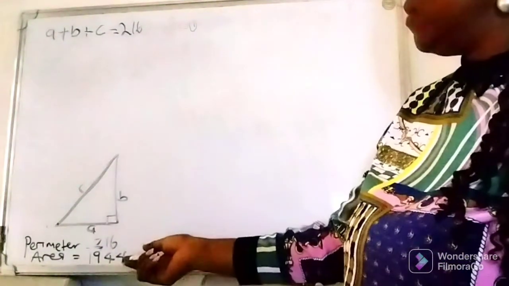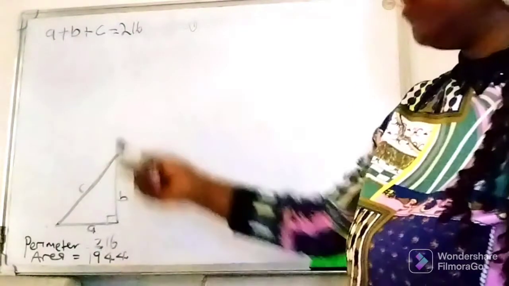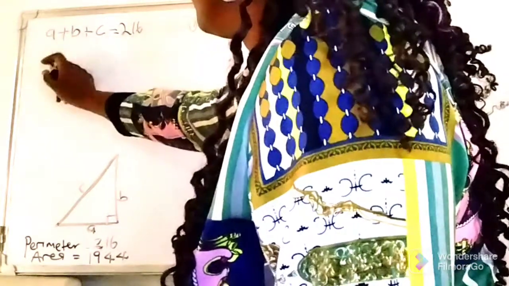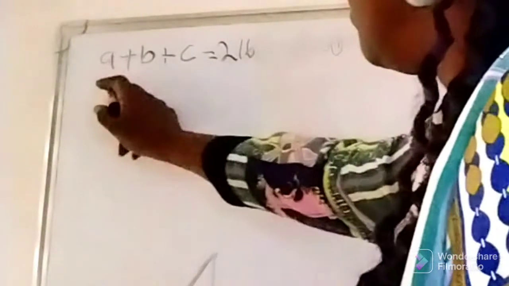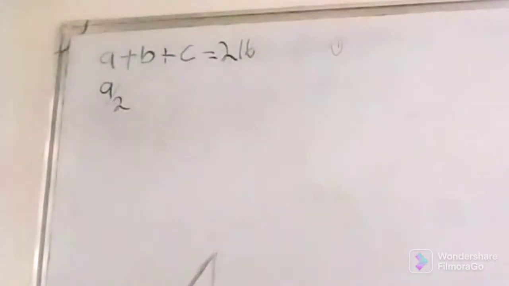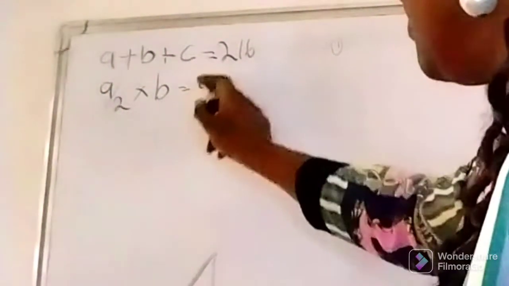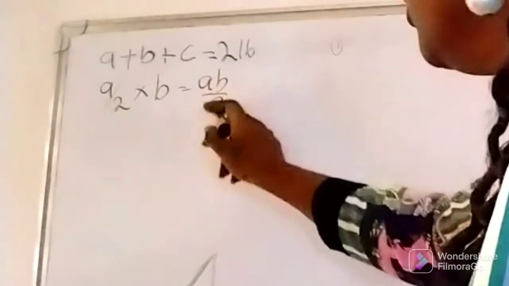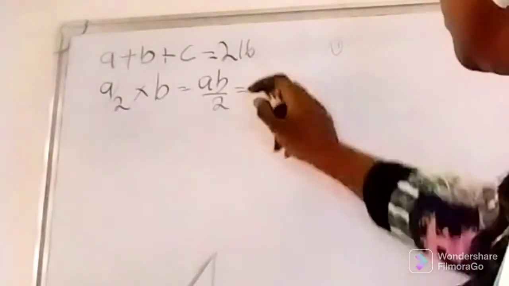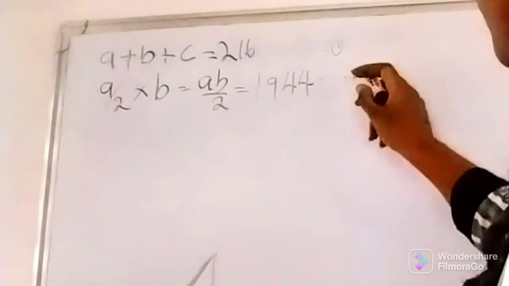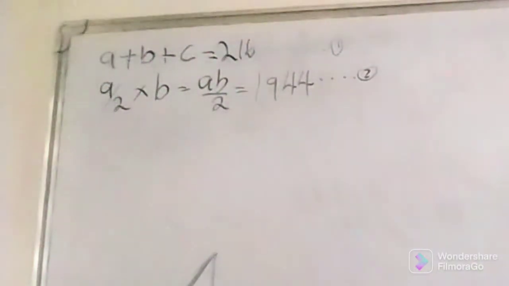Area is half base times what? Height. So we'll say the base is A, the height is B. So we'll say half of A times the height, which is B, which is equal to AB over 2 is equal to what? 1944. We'll call this equation 2.